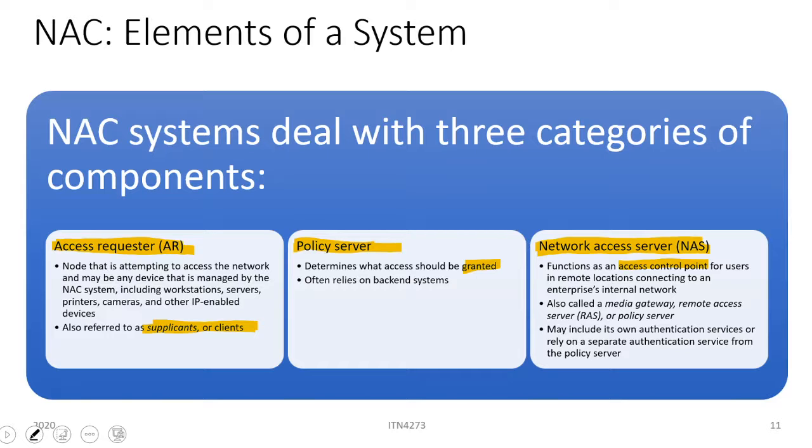The network access server may include additional authentication services and other things as part of its overall structure. So these are the three main, overarching components, and under that we may have some additional components to support these services.